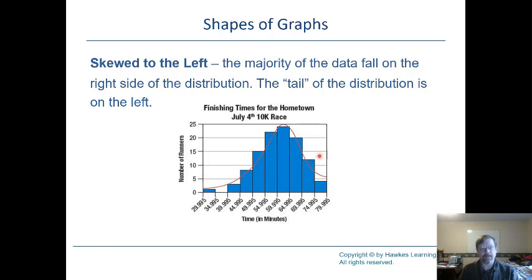Skewed to the left is exactly the opposite. We've got a tail on the left side. Most of the data is on the right.